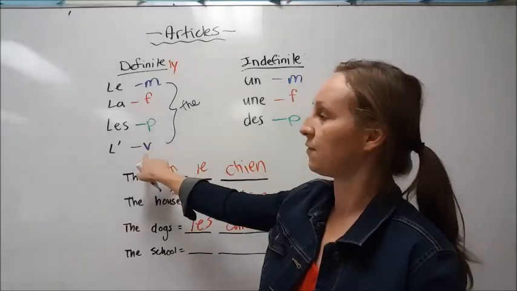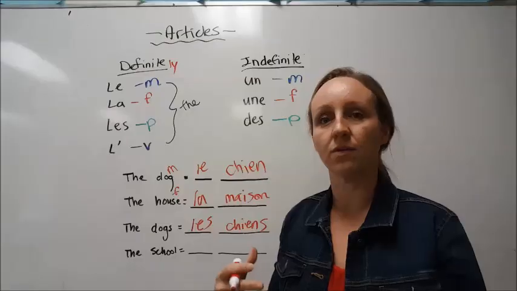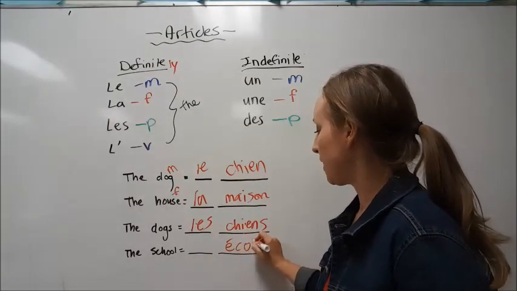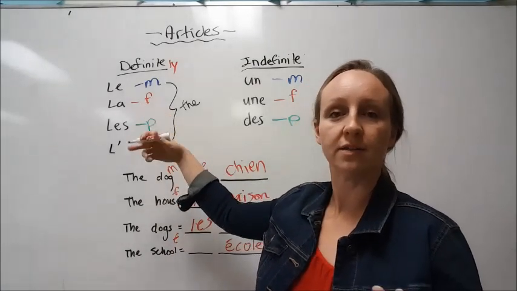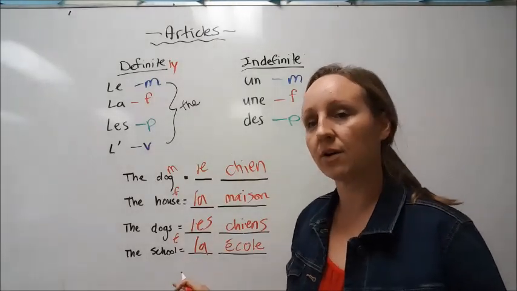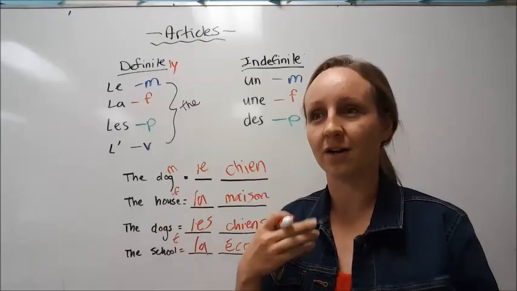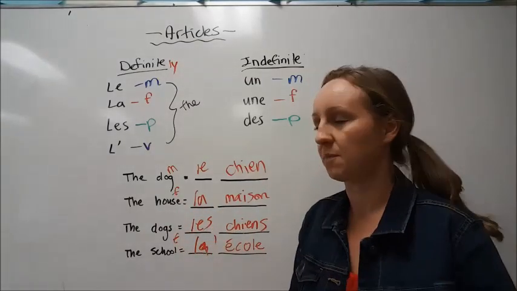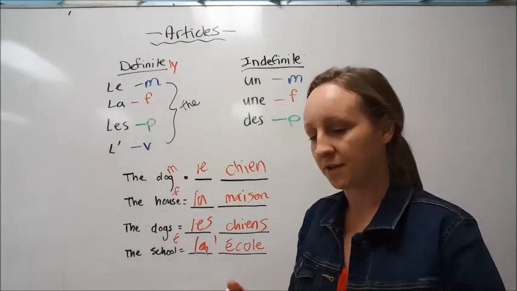Where it gets a little tricky is if we have a word that starts with a vowel, then we have to use L apostrophe, because the French don't like the sound that two vowels make. So say, for example, the word school is école, and because school is feminine, I'm going to come up here and find the feminine word for the, which is la. And in theory, this is generally correct. You'd have la école, but the problem is that for them, the sound is awkward, going on like la école. So what they do is they get rid of the A, and they put in the apostrophe, so then it just becomes l'école, and it's a smoother sort of sound.